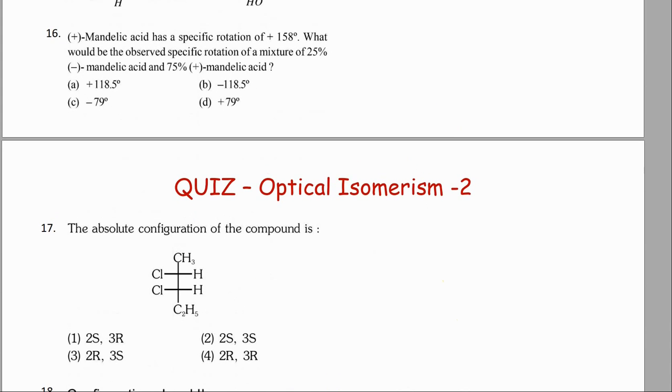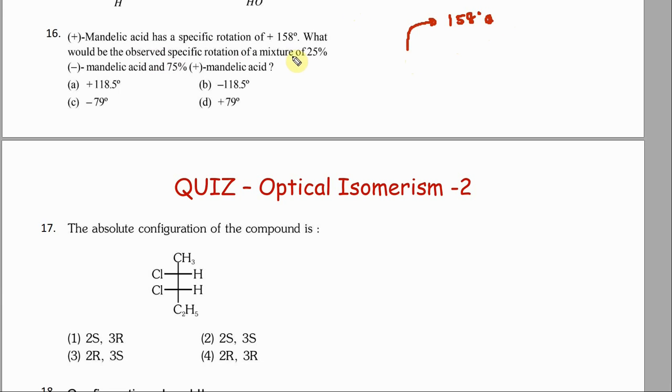Okay, 16. Now here they are talking about specific rotation. That's fine. We don't have the calculation. We can actually calculate what is in the mixture. This question I gave you for a particular reason. Plus Mandelic acid has a specific rotation of plus 158, meaning plane polarized light to the right side by 158 degrees. Okay, sorry, it will rotate. Plus Mandelic, so minus Mandelic will rotate 158 to the left.